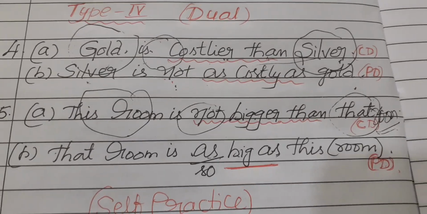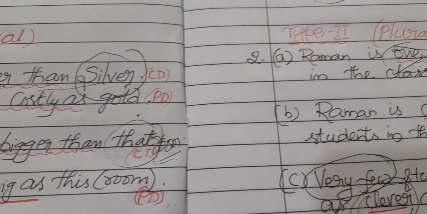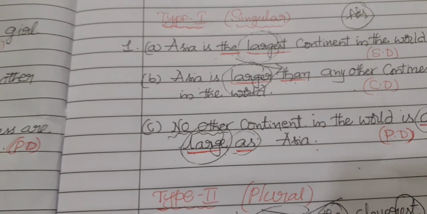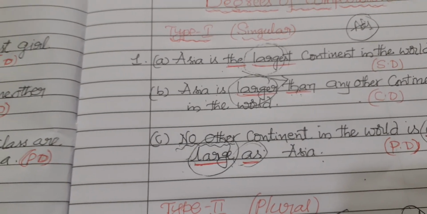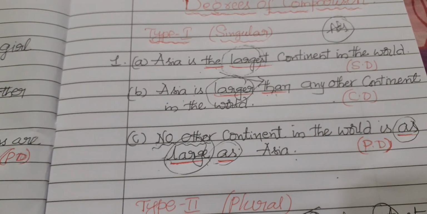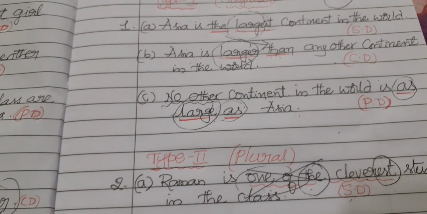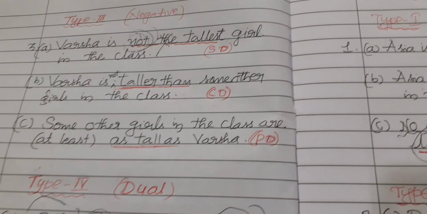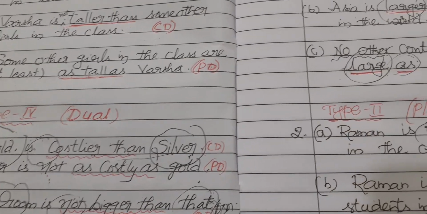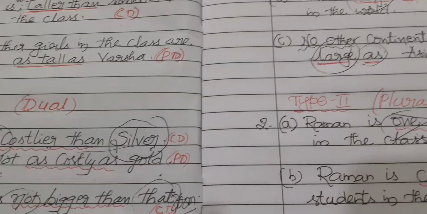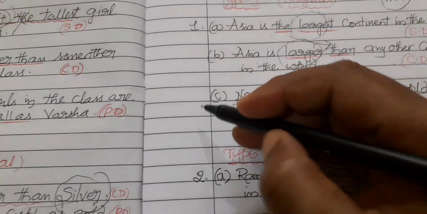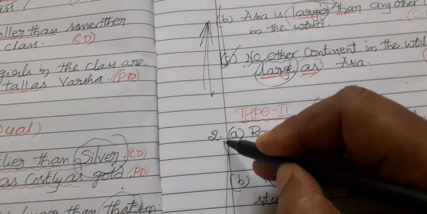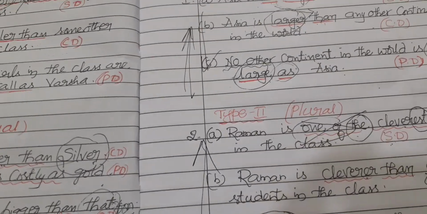That is very important. If any doubts are there, please leave your doubts in the comment box. This is an intermediate first year, degree first year grammar topic, but useful for everyone. Please revise type 1, type 2, type 3, type 4. Singular comparison, plural comparison, negative comparison, dual comparison. Only 4 types are there. You have to go in the reverse order also. Not like this, like this also we have to go. Reverse order also we must be able to solve.